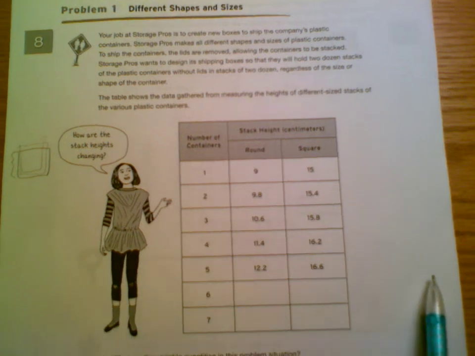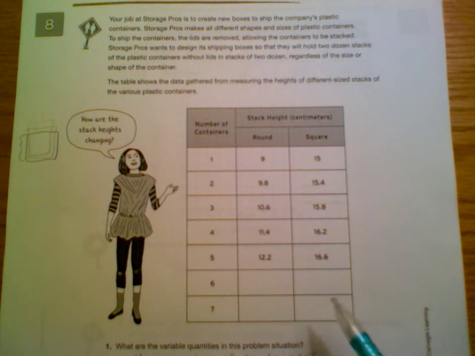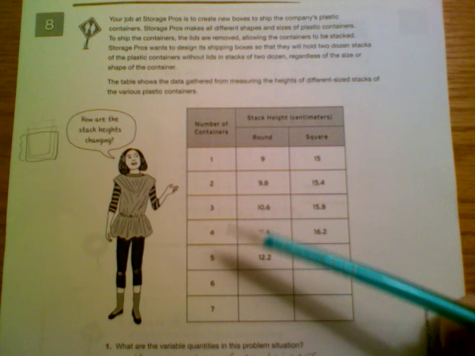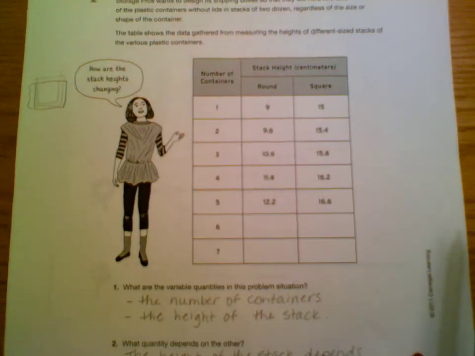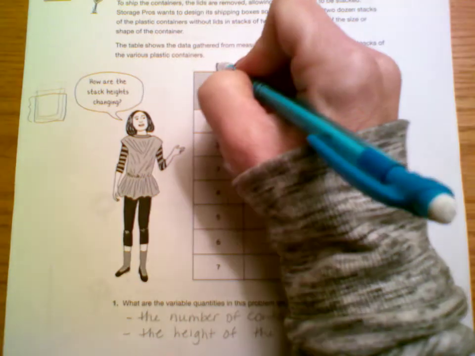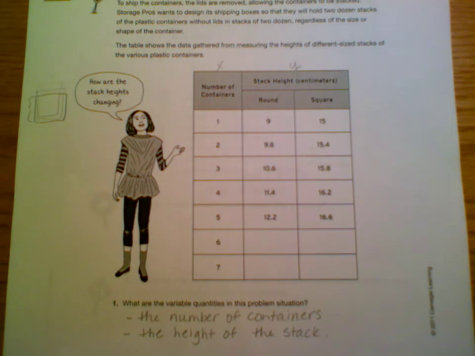So the first question it asks is, what are the variable quantities in this problem? One thing we have is the number of containers, and then we also have the height of the stacks. So number of containers is one variable. Another variable is the height of the stack. Okay, remember I tend to put x's, and these would be our y's.